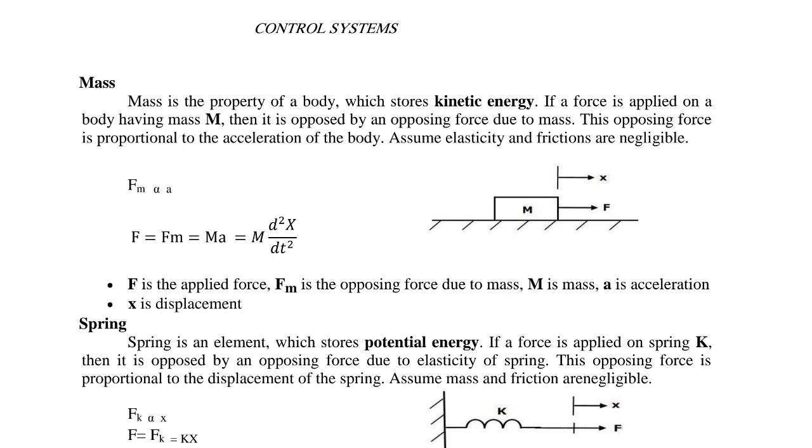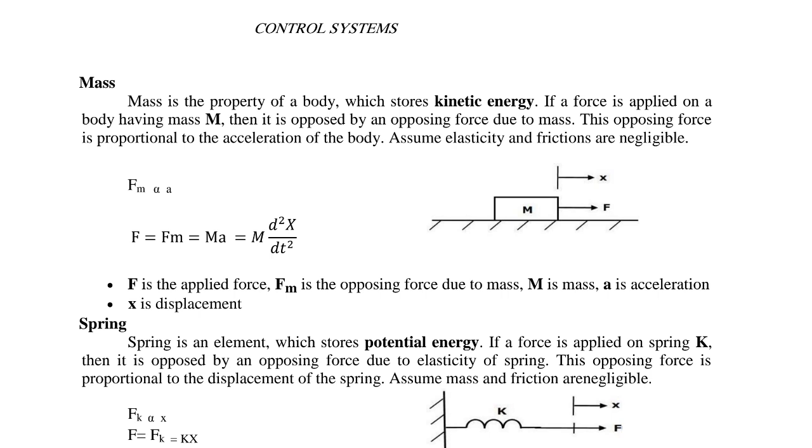The first thing is mass, the property of a body which stores kinetic energy. When a force is applied on a body having mass m, it is opposed by an opposing force due to mass. This opposing force is proportional to the acceleration of the body. Here you can assume that elasticity and friction are negligible. So the force of the mass is directly proportional to the acceleration of the body, so we can write F is equal to m into the acceleration, which is d square x divided by dt square.